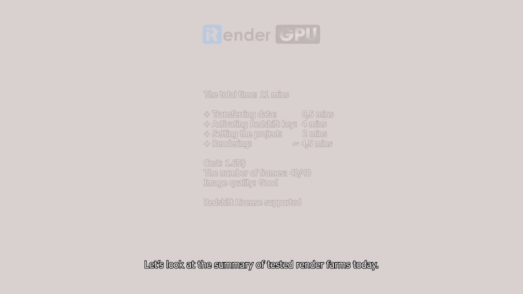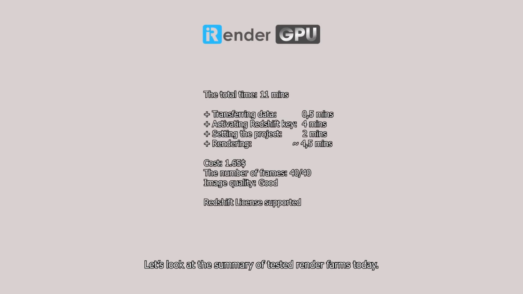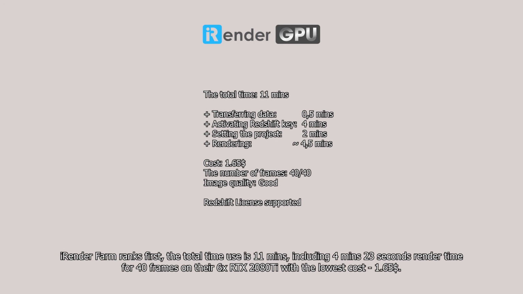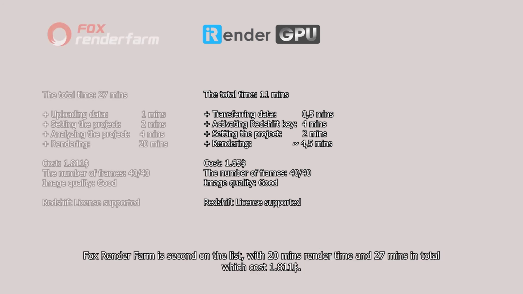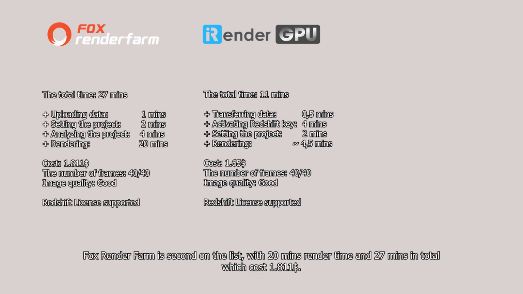Let's look at the summary of tested render farms today. iRenderfarm ranks first. The total time used is 11 minutes, including 4 minutes and 23 seconds render time for 40 frames on the 6 RTX 2080 Ti with the lowest cost $1.65. Farm's Renderfarm is second on the list with 20 minutes to render and 27 minutes in total, which cost 181 cents.